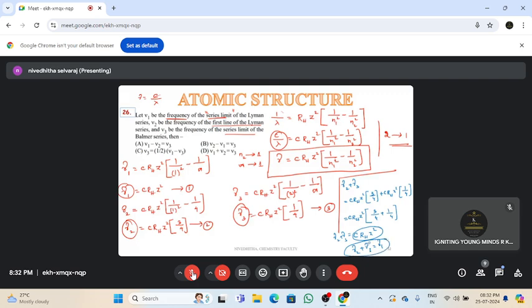So which will be the right option then? If nu 1 is equal to nu 2 plus nu 3, then which will be the right option? Or this can also be written as, what is nu 3? Nu 3 is equal to nu 1 minus nu 2. So the answer is option A. Is that clear?